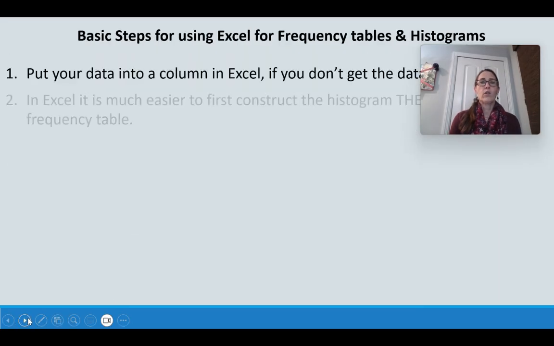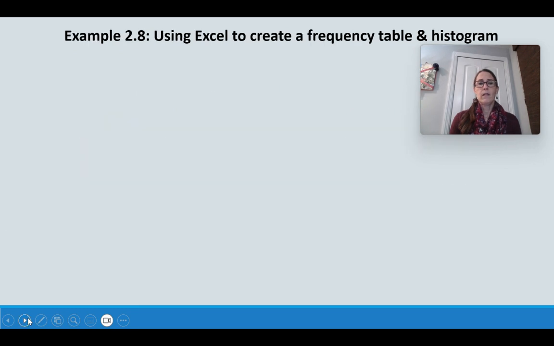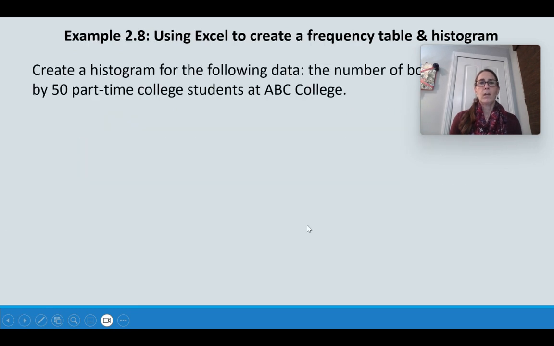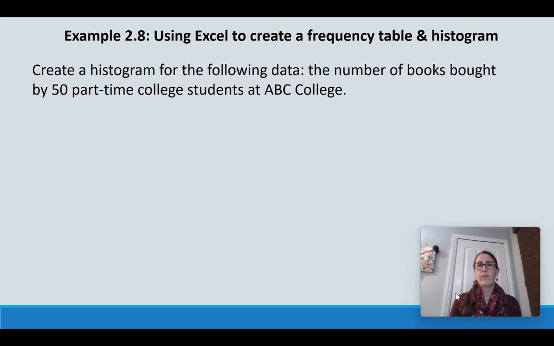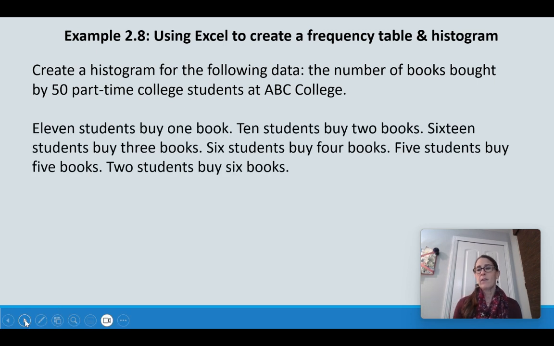We're going to do another example. We're going to create a histogram for the following data: the number of books bought by 50 part-time college students at ABC College. This time, the data is given to us in paragraph form. 11 students buy 1 book, 10 students buy 2 books, 16 students buy 3 books, 6 students buy 4 books, 5 students buy 5 books, and 2 students buy 6 books.